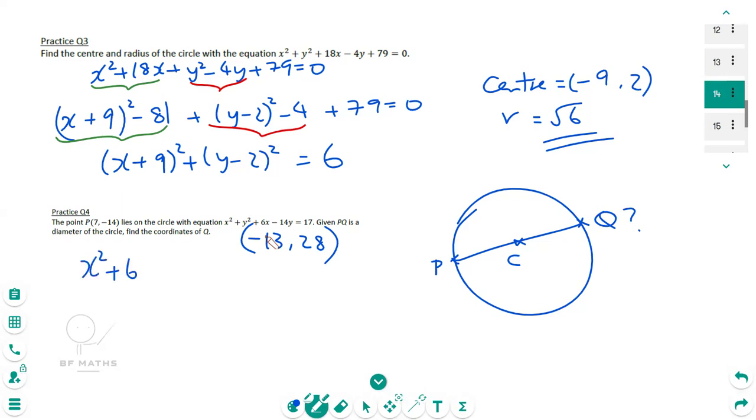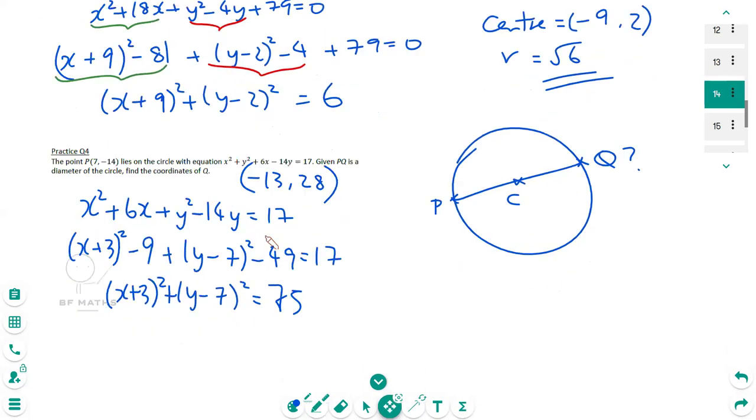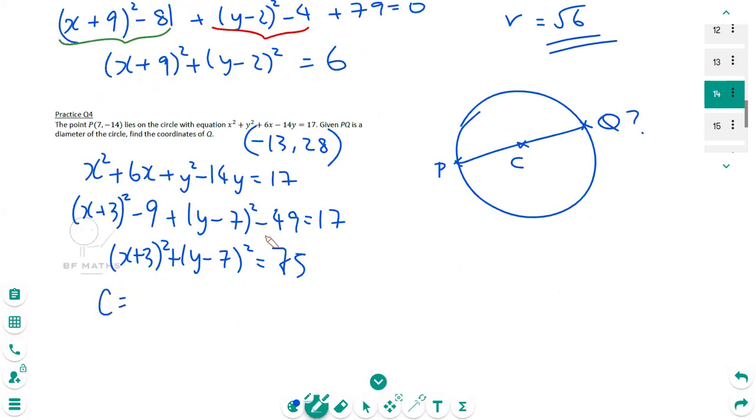So we'll do that. x squared plus 6x plus y squared minus 14y equals 17. So (x plus 3) squared minus 9, 3 squared is 9, plus (y minus 7) squared minus 49 equals 17. So (x plus 3) squared plus (y minus 7) squared equals, I believe, should be 75. So what it means is the center C equals 3, or negative 3, 7, with sign, so negative 3, 7.